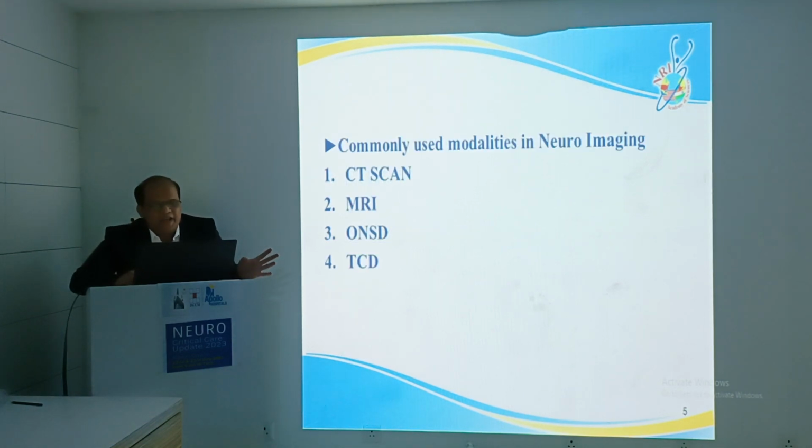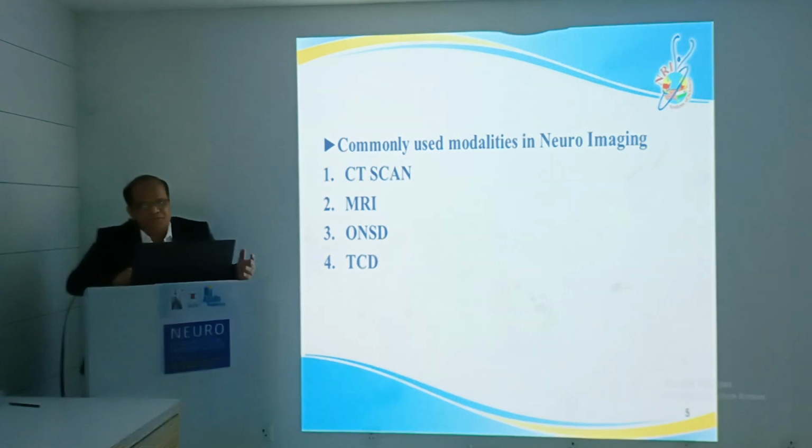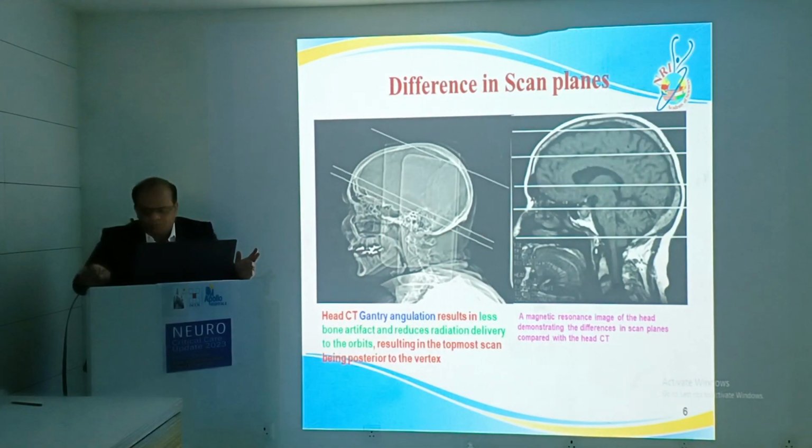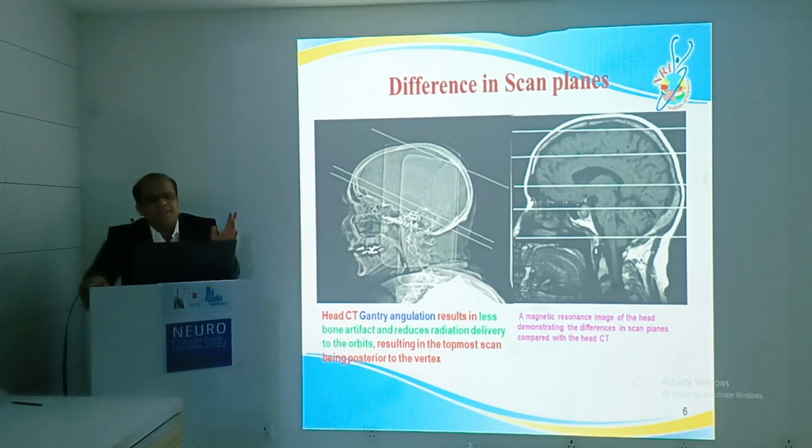The commonly used modalities in neuroimaging are CT scan, CT angiography, CT perfusion scan, as well as MRI, and the utilization of ultrasound, by measuring optic nerve sheath diameter, as well as transcranial Doppler to know the blood flow in the brain. So, coming to the planes of the CT scan and MRI scan.